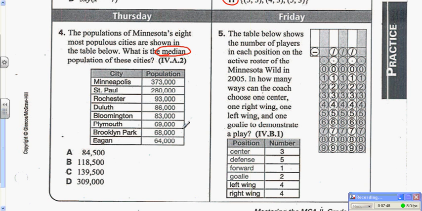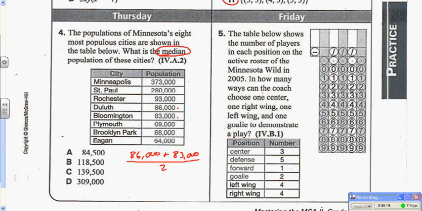Now there's 1, 2, 3, 4, 5, 6, 7, 8 terms. So we would count 4 in. 1, 2, 3, 4, which is here. 1, 2, 3, 4, which is there. Now there's 2 middle terms. So to find out the true median, we would take each of the middle terms, add them up, and divide by 2. Now what I'm doing here then is basically finding the average.